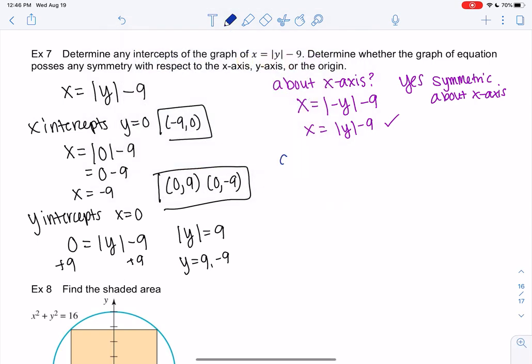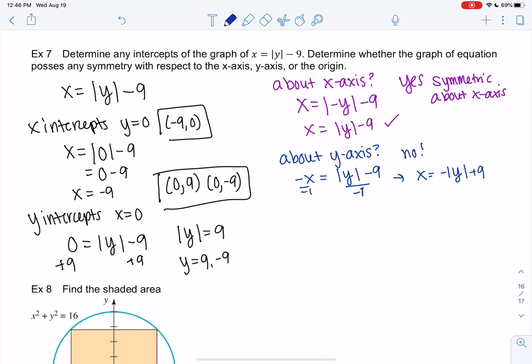And so then y-axis will do the same thing, but with x, right? So negative x equals absolute value of y minus 9. I'm going to move the negative to kind of solve for x. So x is negative absolute value of y, right? We can have negatives outside. Plus 9, this is not the same.